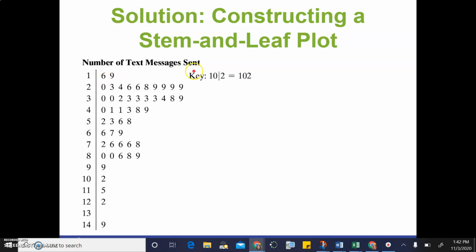And so you pick any number on here you want, and then you tell what it means. So they picked this one down here, 10, and then the line 2, and they said 10 line 2, and then this line 2 means 102. Okay.